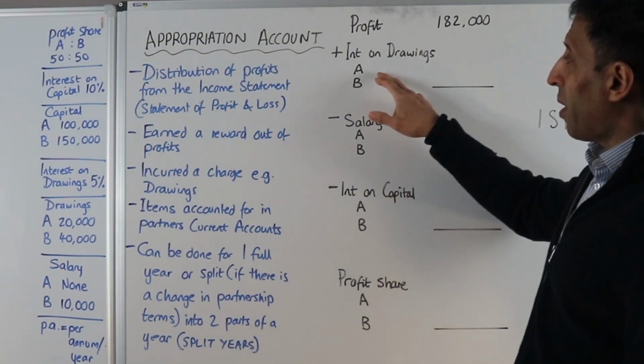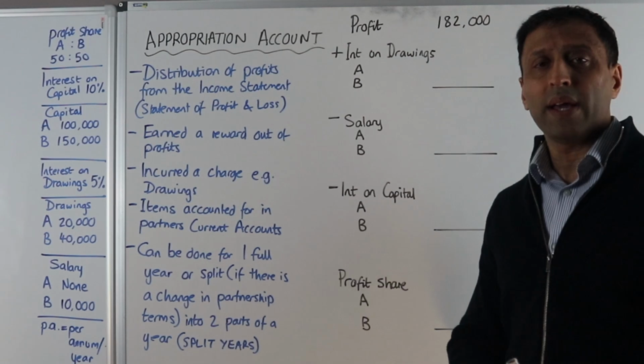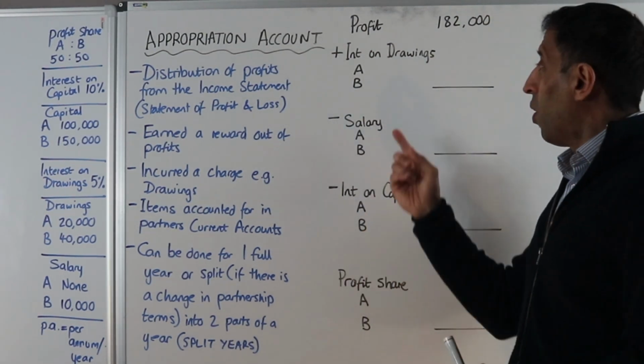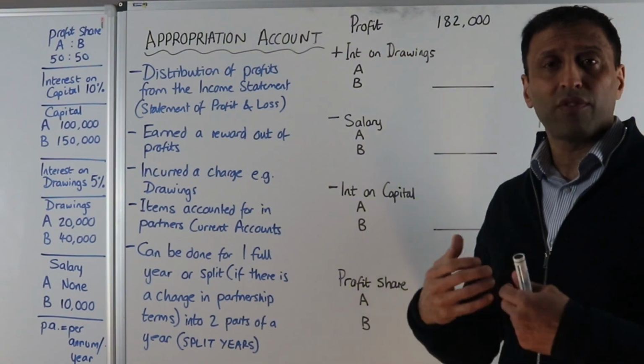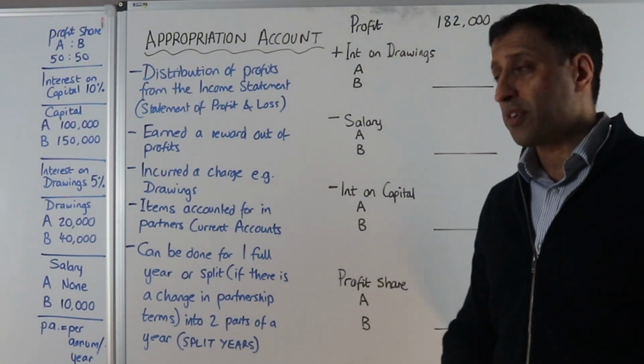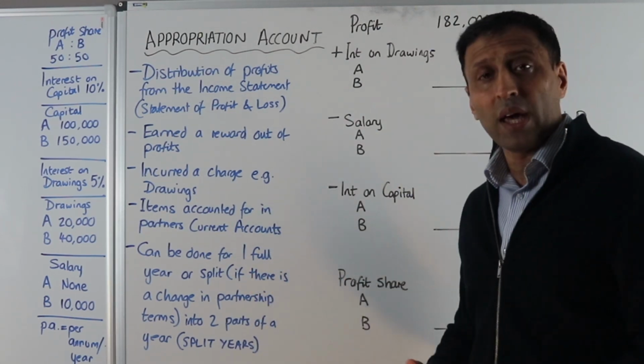So anything that's going to partner A here in the appropriation account will also show up in A's current account. Any reward to be paid to B, or charge that's incurred by B, will be accounted for here and also in B's current account. This is assumed to be done for 1 full year.